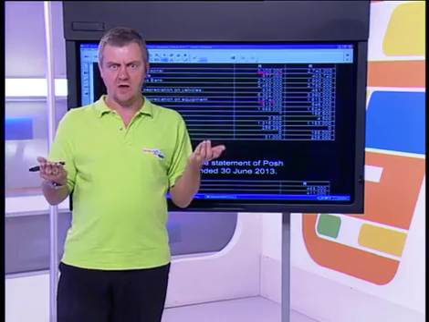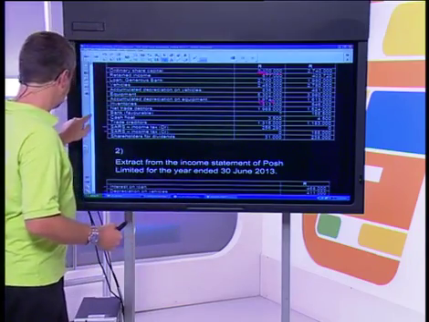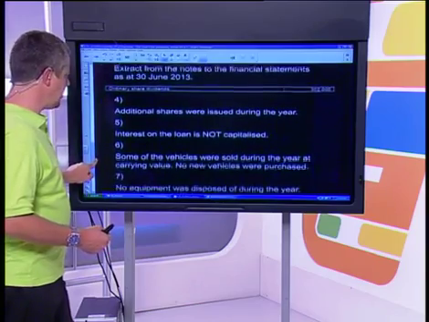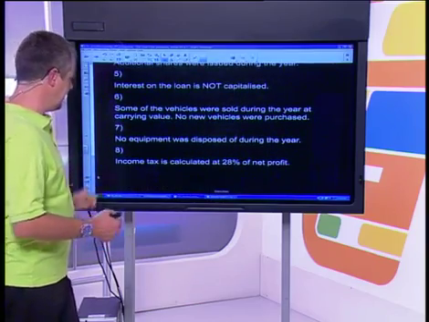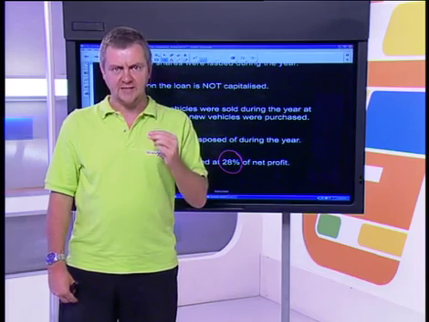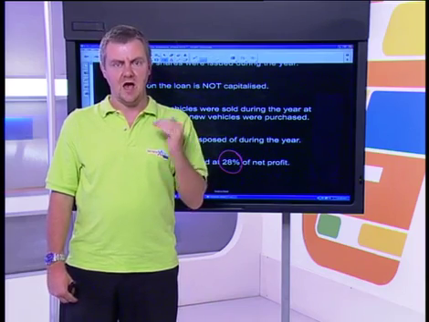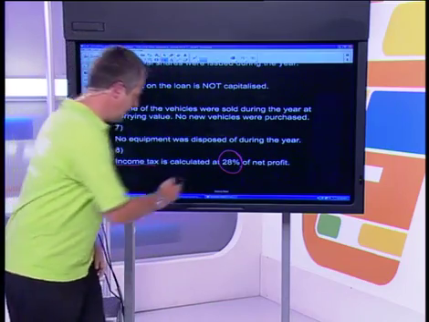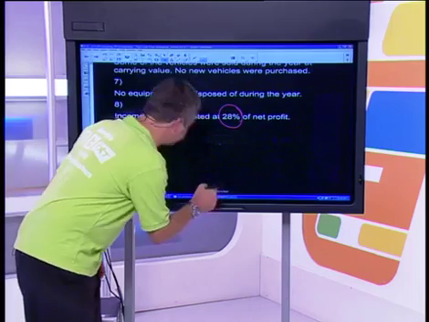So what we're actually looking for is income tax, but it's not given to us, so we have to read a little bit further. If you go down all the way to point 8, there we finally see it. Income tax is calculated at 28% of net profit. So we know that we're going to take our net profit, work out 28% of it and subtract it, and the answer is going to be our profit after tax. But now what we have to do is work backwards. So let me show you the trick and how you should do it.